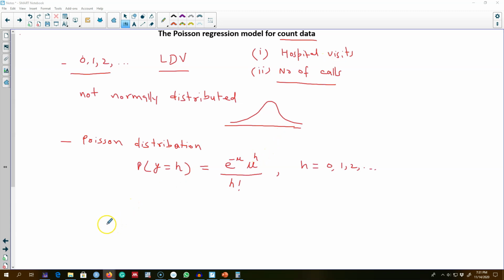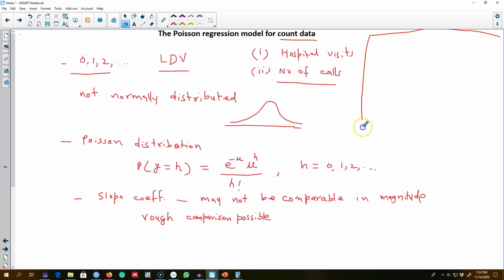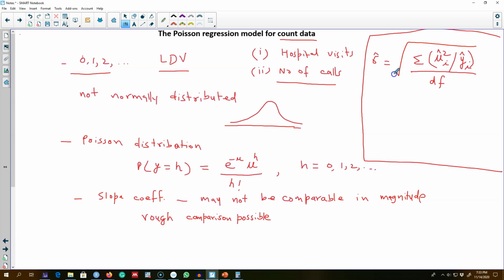So similar to the logit and the Tobit models that I discussed earlier, the slope coefficients that you will get from a Poisson regression model may not be comparable with the OLS, but a rough comparison is possible. One more thing, the standard errors that you get from running a Poisson regression model have to be corrected by using this formula. The summation of the estimated residuals squared divided by the fitted values, and we divide everything by the degrees of freedom, and then take the positive square root of this whole term to get the standard error of each beta coefficient.